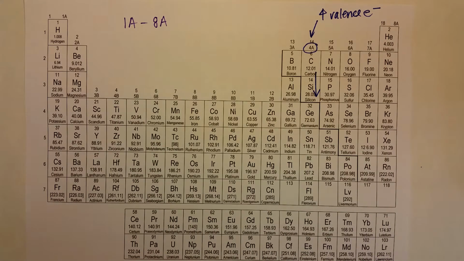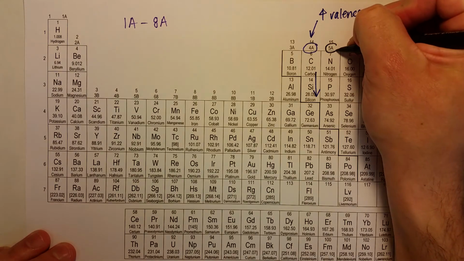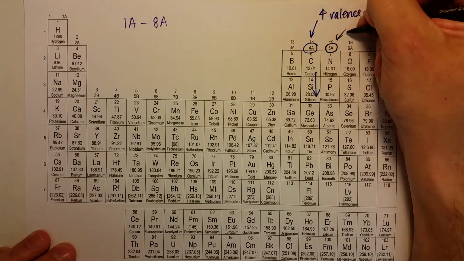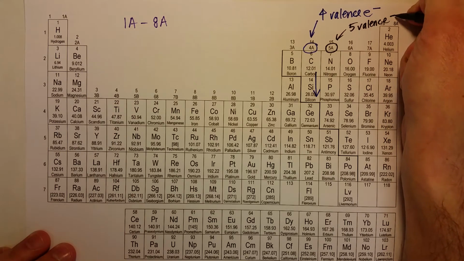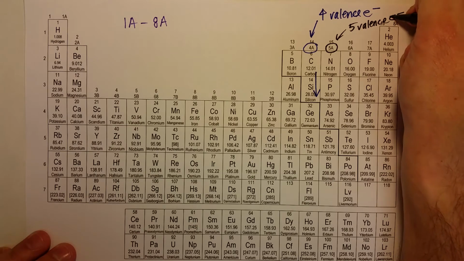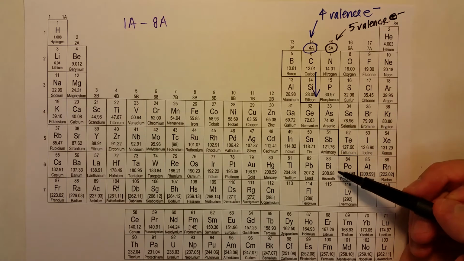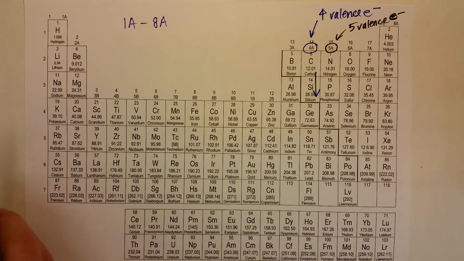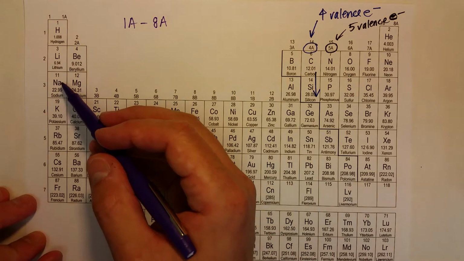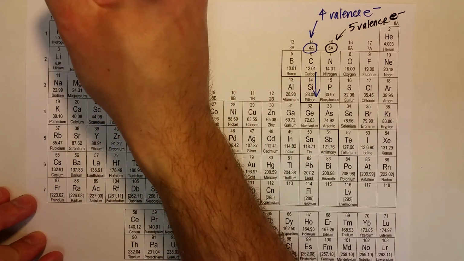How many valence electrons did phosphorus have? It had 5 valence electrons, and it is also in group 5A. Five valence electrons for nitrogen, phosphorus, arsenic, even bismuth. Any element in group 5A has 5 valence electrons. So even though we didn't do the electron configuration for sodium, because it's in group 1A, we know that sodium has 1 valence electron.